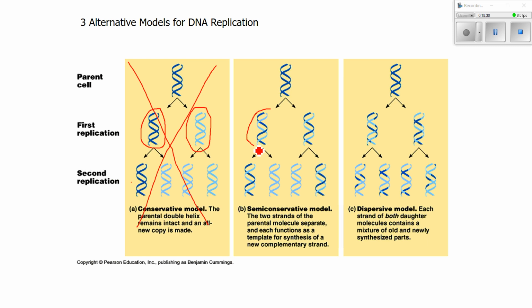But both the semi-conservative and the dispersive model predict that after the DNA is copied once, all of the DNA should be half heavy, half light. It should be a 50-50 mix of heavy and light. So it wouldn't go to the bottom because it's not completely heavy, and it wouldn't go to the top because it's not completely light. It would go to the middle, which is what it did. So far we've ruled out the conservative model, but we still have these other two models in play.